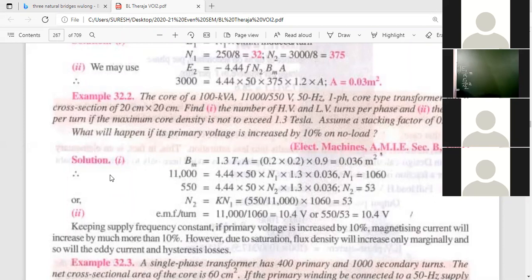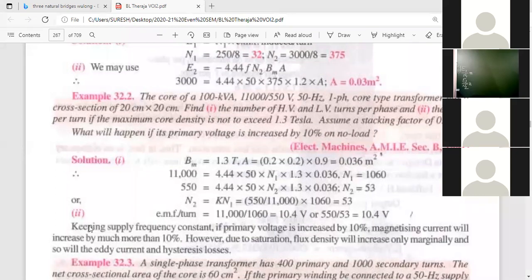Okay, that's all about the problem. See, what will happen if the primary voltage is increased by 10% on no load? They have given the answer here. If primary voltage E1 is increased by 10%, magnetizing current increases by much more than 10%, due to saturation. Nobody will ask this one. If you want the reason, you can note it down.